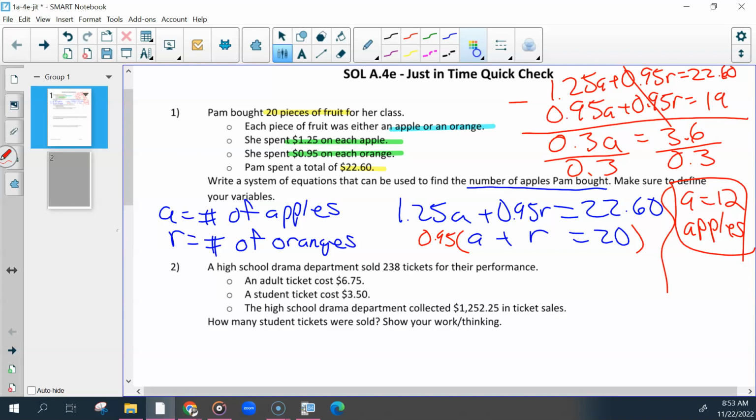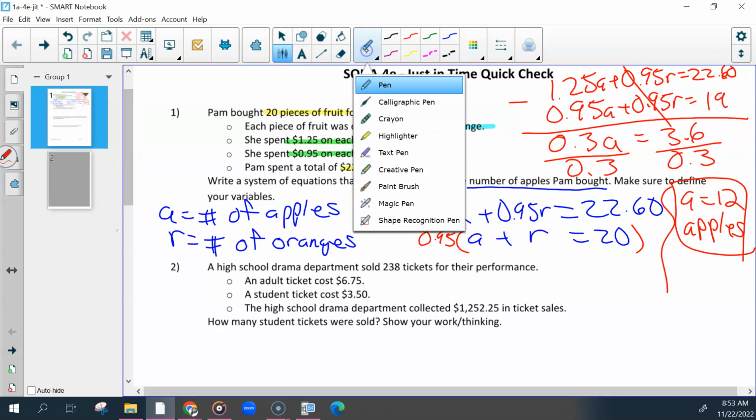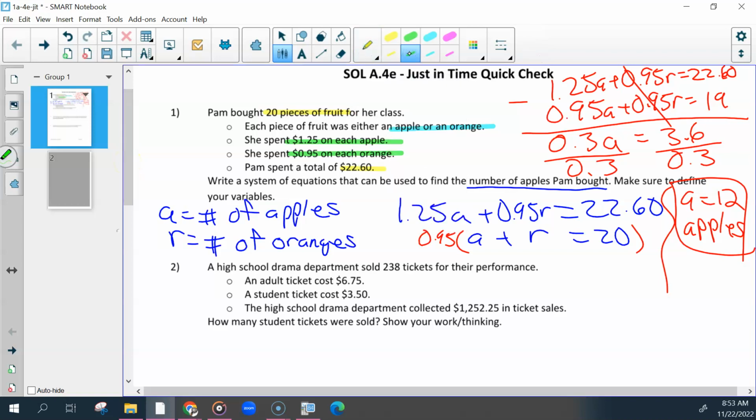Second one is going to be set up similarly because we know that they sold 238 tickets for their performance. We know that an adult ticket costs $6.75, student ticket costs $3.50, and we know they collected $1,252.25 in ticket sales. This problem is also just asking for one thing, not two. We need to know how many student tickets were sold.